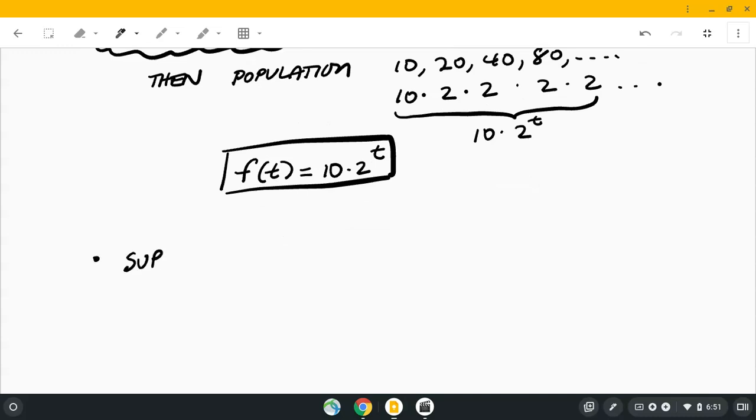All right, so suppose the doubling time is not every hour. Suppose it's every 3 hours instead of every 1 hour.